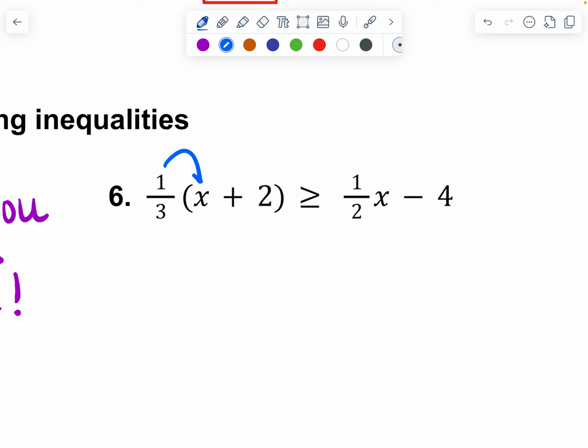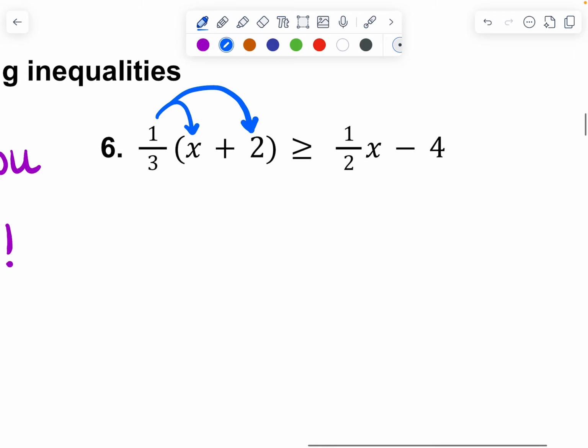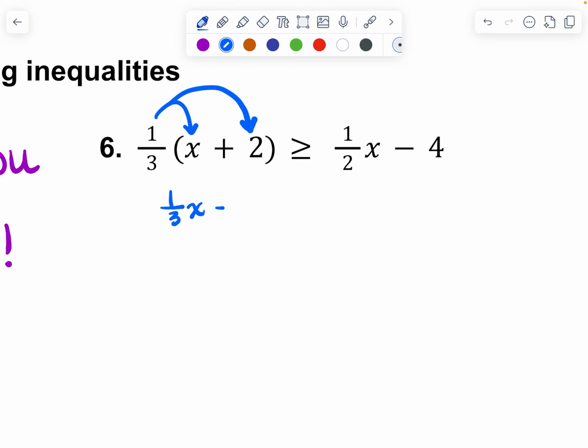Okay, so I'm going to stay consistent with what I did a second ago, and I'm going to multiply through by 1/3. So that's going to give me 1/3 x plus 2/3. Again, use your calculator if you need to, but that 2 is over 1, and then we're just multiplying straight across. 1 times 2, 3 times 1. And then is greater than or equal to 1/2 x minus 4.